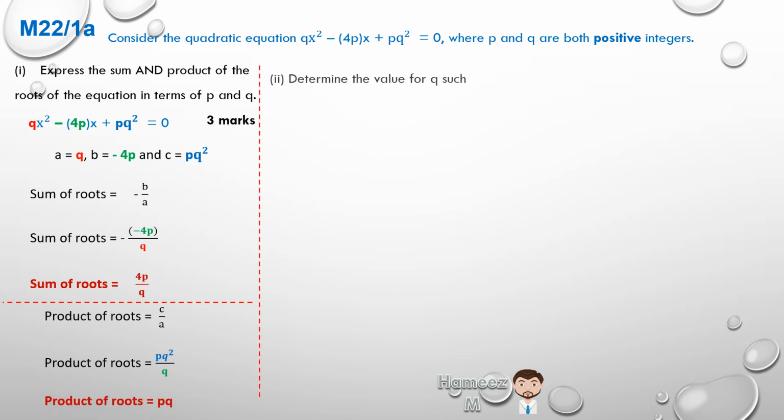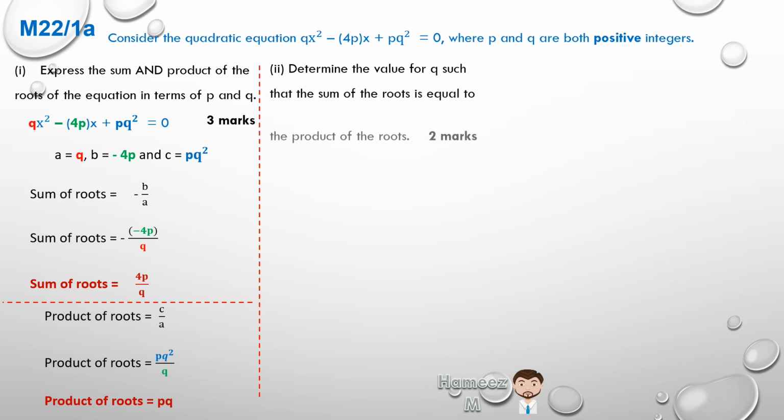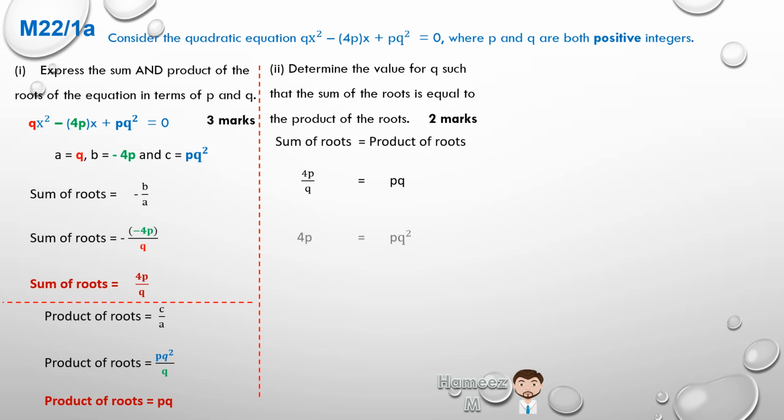Part 2. Determine the value of q such that the sum of the roots is equal to the product of the roots. So let's write sum of the roots is equal to the product of the roots. So 4p on q is equal to pq. And 4p is equal to pq squared because we're carrying the q across. And if we move everything across to the right hand side, 0 is equal to pq squared minus 4p. And if we factorize out the p, it's going to give us 0 is equal to p by q squared minus 4.